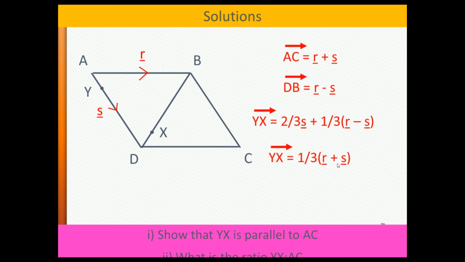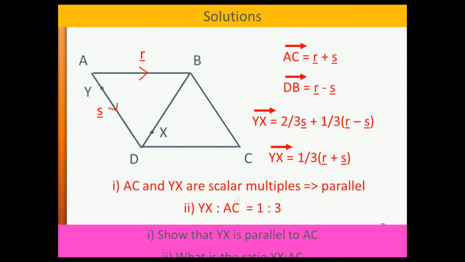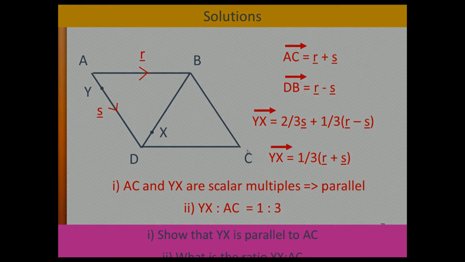How does this help us? Well, first thing, it shows that they're parallel because they both contain the R plus S. That says it's the same direction. R plus S, R plus S. So that shows that they're parallel and you can tick it. Then it asks what's the ratio of YX to AC. Well, we know that YX is a third of this. So that means the ratio is 1:3. Because for every one of those, there's 3 of those in length. And that's the solution to your question.